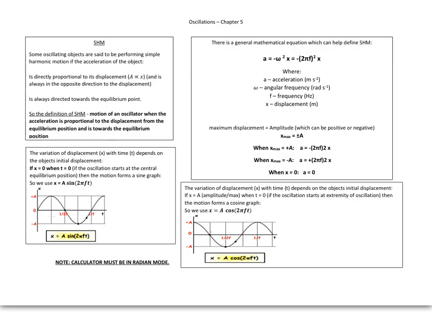The mathematical equation that can help define SHM is a equals minus (2πf) all squared times displacement, where a is the acceleration, ω or 2πf is the angular frequency, f is the frequency, x is the displacement. And so the displacement is either plus or minus, considering whether it is a maximum negative or a maximum positive. So if the maximum displacement is a maximum negative, the acceleration is plus. If it's a positive, the acceleration is minus.